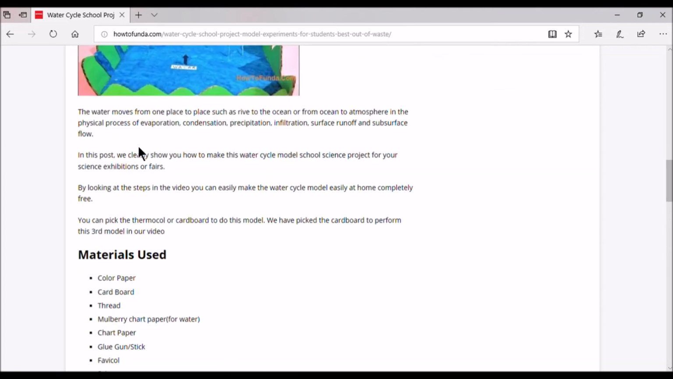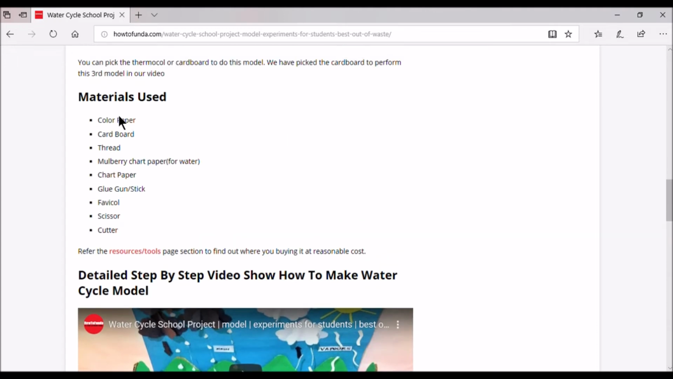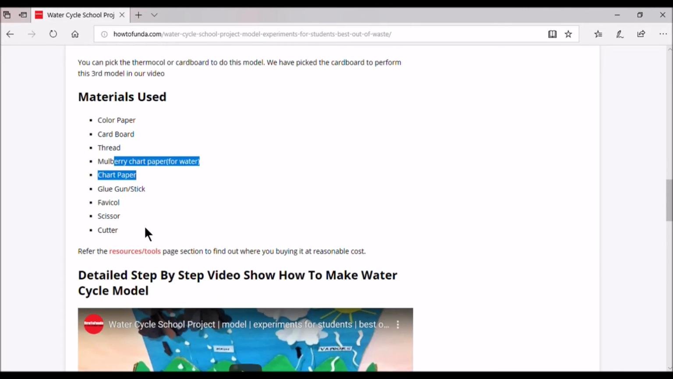And we have a video as well to showcase how to make this model using waste materials available at home, like colored paper, cardboard and threads to showcase the vapor or rainfall, and mulberry chart paper to showcase the water, because that mulberry paper has that structure. It looks like water. You also need a glue gun or sticks, fevicol, and scissors.